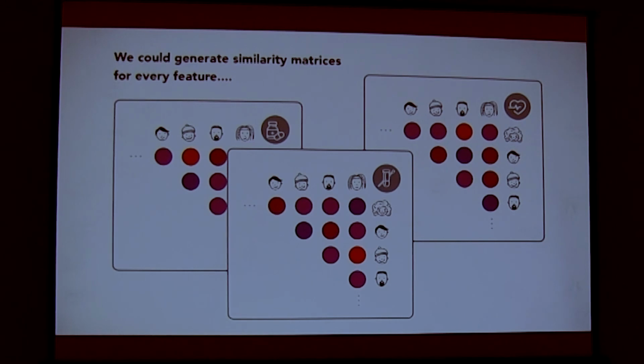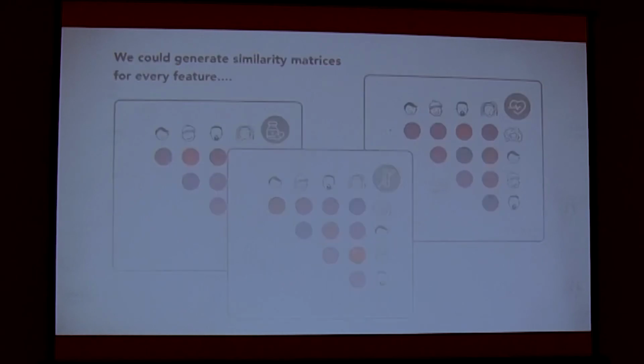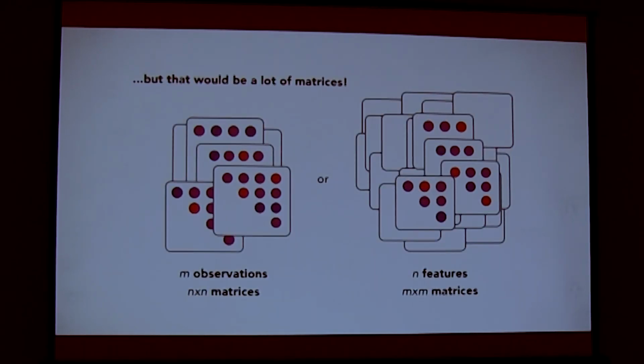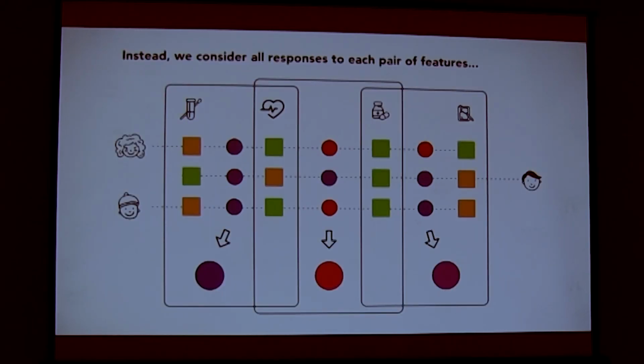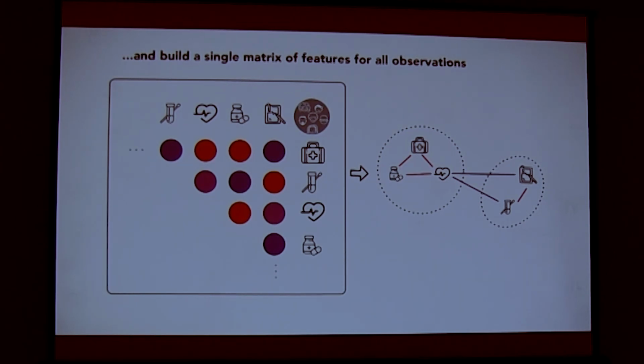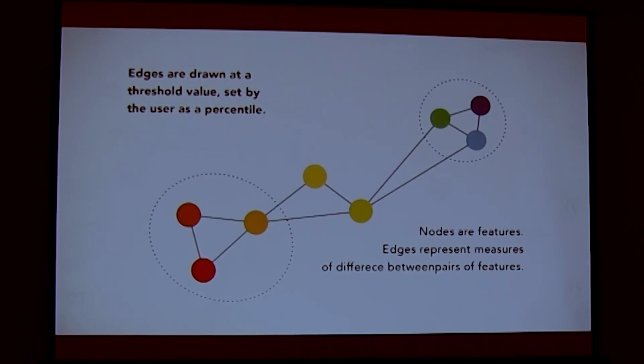but what we would end up with is a matrix for every feature in our data set, which could be a lot. So instead we look at the responses for each pair of features and then compute some similarity matrix between them. And this allows us to build a matrix of all of the features for our observations. And we drew edges at a threshold value set by the user as a percentile. The nodes are the features, and the edges represent measures of difference between pairs of features.